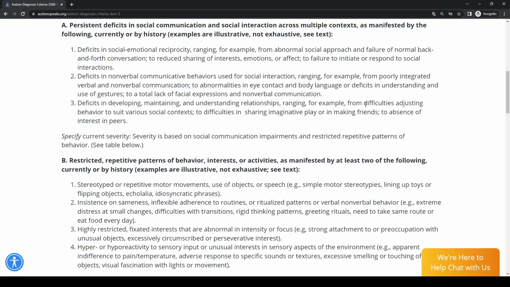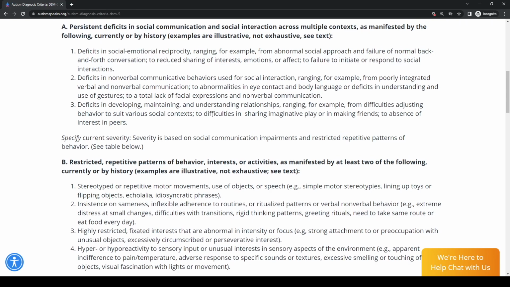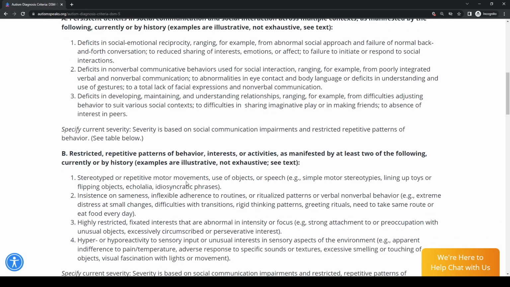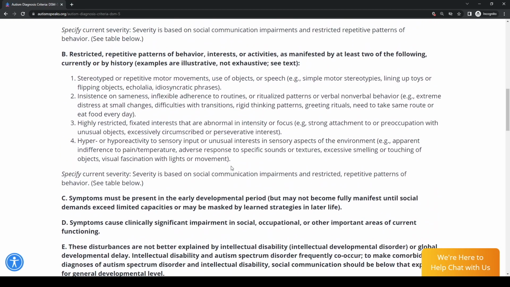It's very difficult to adjust behavior according to social contexts, right? And also there's deficit in play as well. So in A already, you can see a whole bunch of things that parents would ask me a lot. No eye contact, no social interaction, play is limited, difficulties adjusting to various social contexts, that kind of stuff. So the severity is based on, we'll talk about the table below later on.